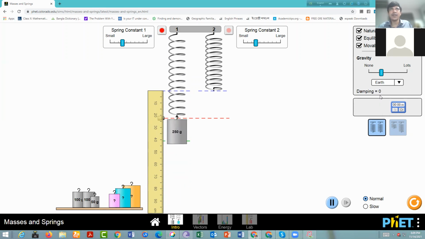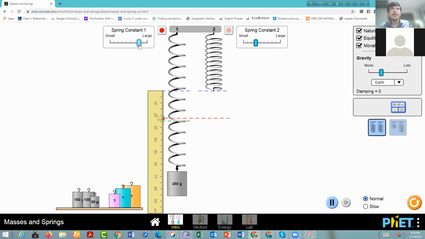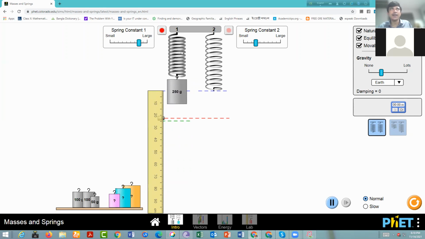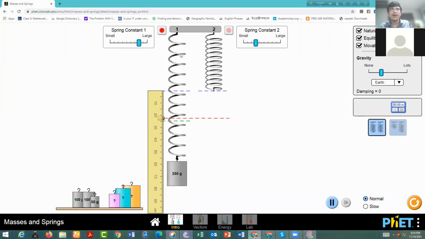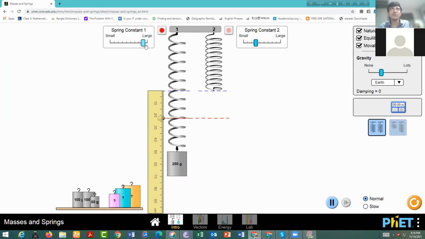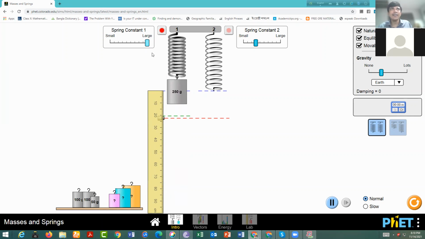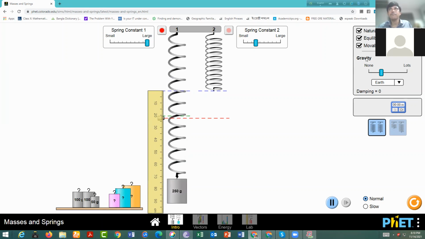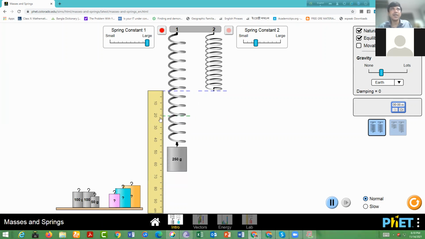Some we are giving Earth gravity. See here, if I put the constant more, see the spring is increasing in thickness, right? The constant is more means thickness is increasing, and at the same time the distance is also reducing. It was previously 40, it is becoming 20. Can you see this? Yes. This one is becoming 20.